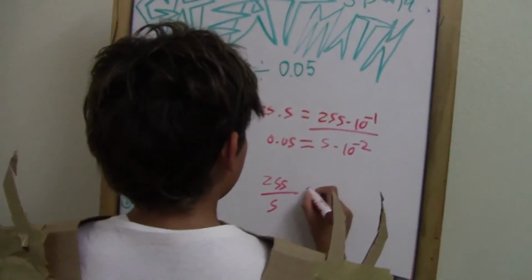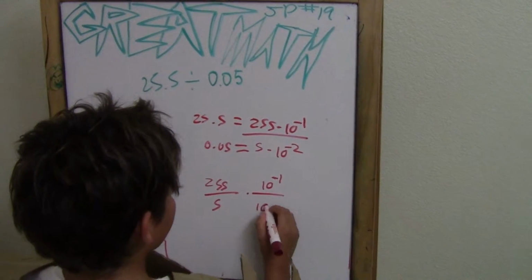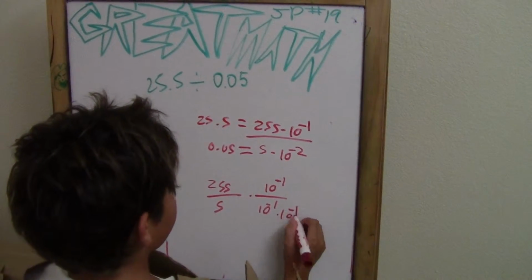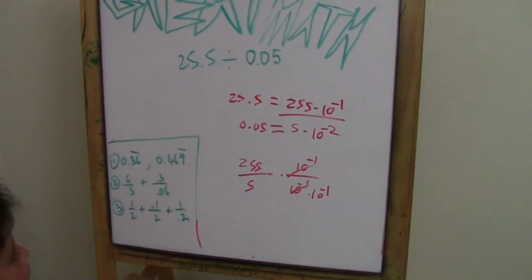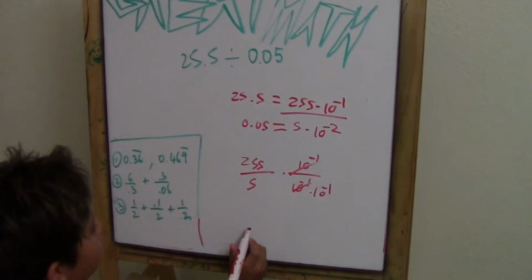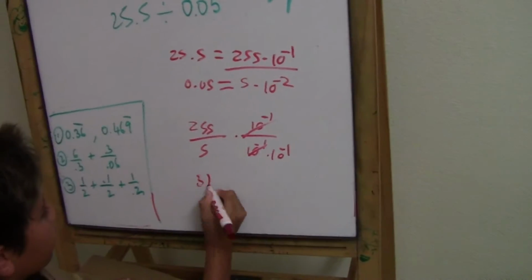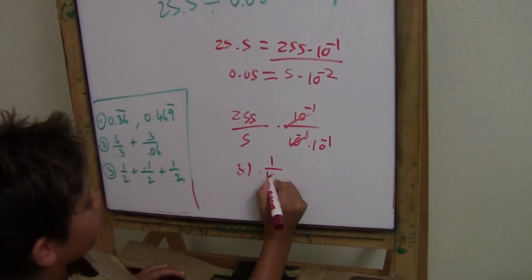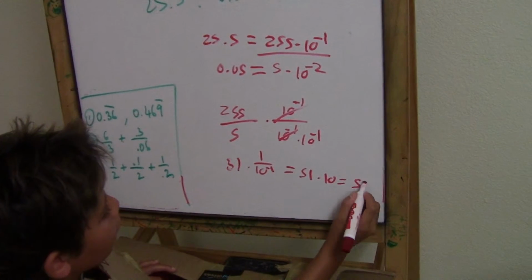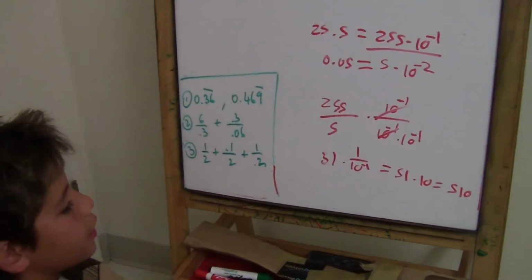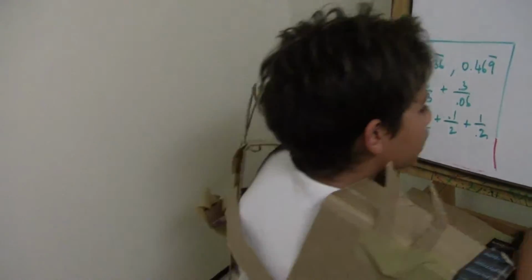255 over 5 times 10 to the power of minus 1 over 10 to the power of minus 2 is basically 10 to the power of minus 1 times 10 to the power of minus 1. Take that out, now it's just 1 over 10 to the power of minus 1. So 255 divided by 5 is equal to 51. 51 times 1 over 10 to the power of minus 1, which is equal to 51 times 10, which is equal to 510. There you go. That's how we solved it, using powers of 10.